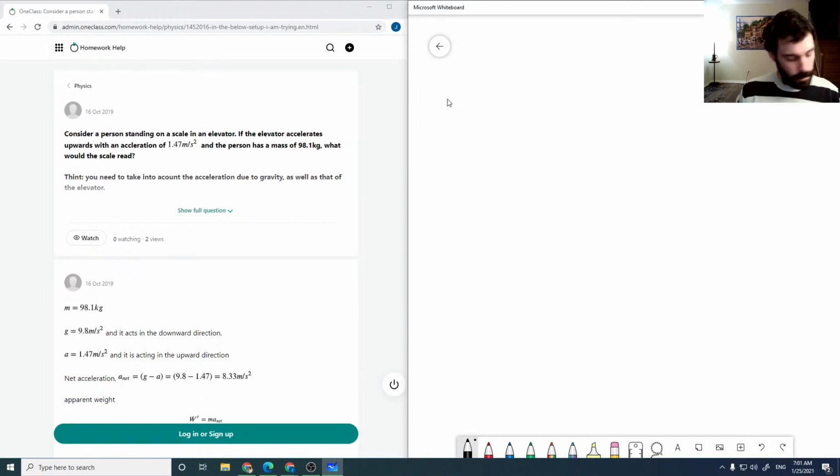So now we've got a person standing on an elevator. Not on a scale, in an elevator I should say. So their mass is 98.1 kilograms. Before it moves, the only force is mg and a normal force. So the normal force is from the scale.